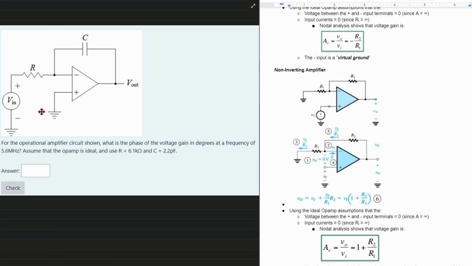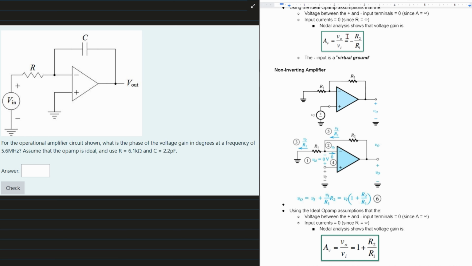For this problem, we have this circuit. It's an operational amplifier circuit. We're asked what is the phase of the voltage gain in degrees at a frequency of 5.6 megahertz. We can assume the op-amp is ideal, and we have these resistor and capacitance values here.